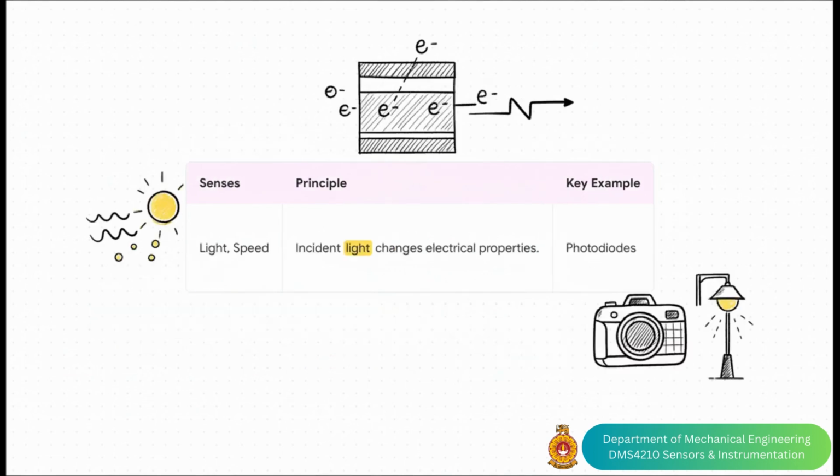Now, how do we give our devices the sense of sight? For that, we use photoelectric transduction. This is how they see. When particles of light, photons, hit a special material inside something like a photodiode, they actually knock electrons loose, which creates an electrical current. More light means more current. It's a beautifully simple principle that's the foundation for everything from the sensor in your camera to the automatic lights that turn on when it gets dark.